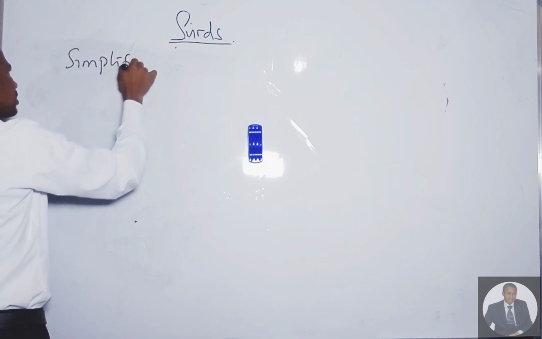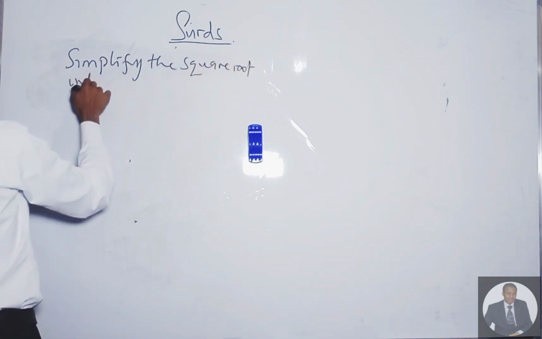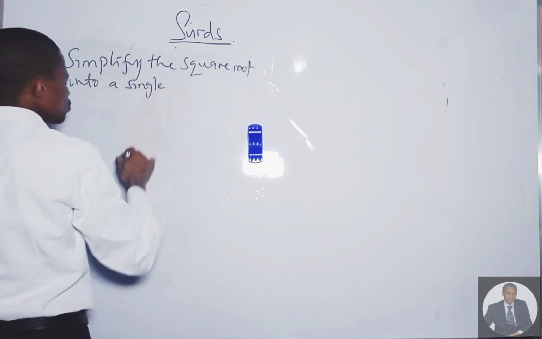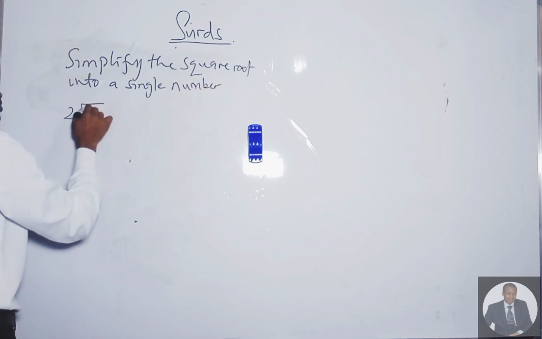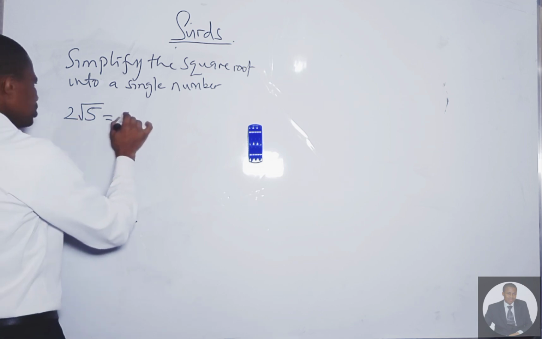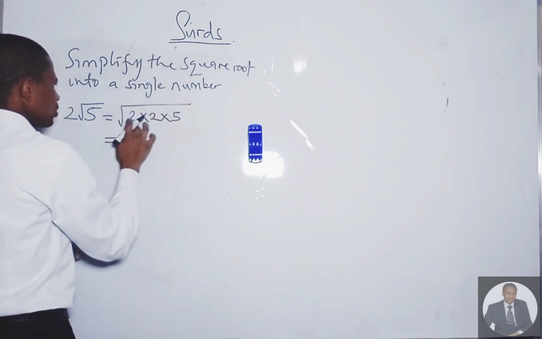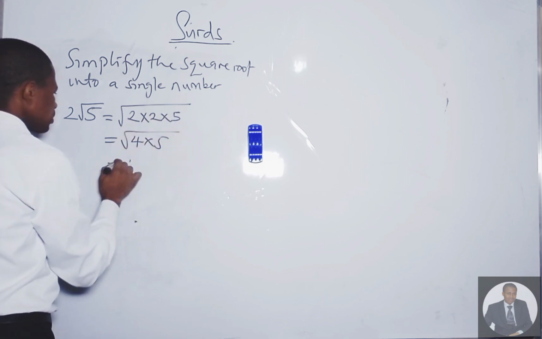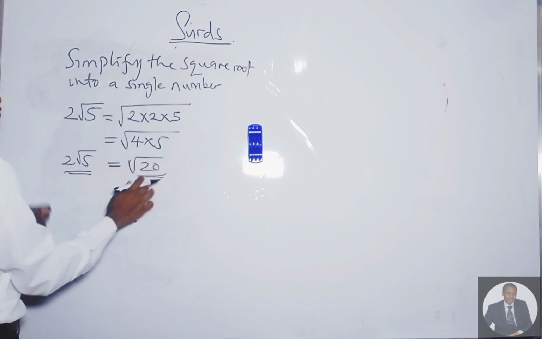Sometimes you are asked to simplify the square root into a single number. For instance, we have 2 root 5 and we have to simplify into a single number. What do we do? We just say 2 times 2 times 5. 2 times 2 is 4. 4 times 5 is 20. So 2 root 5 is the same as root 20.